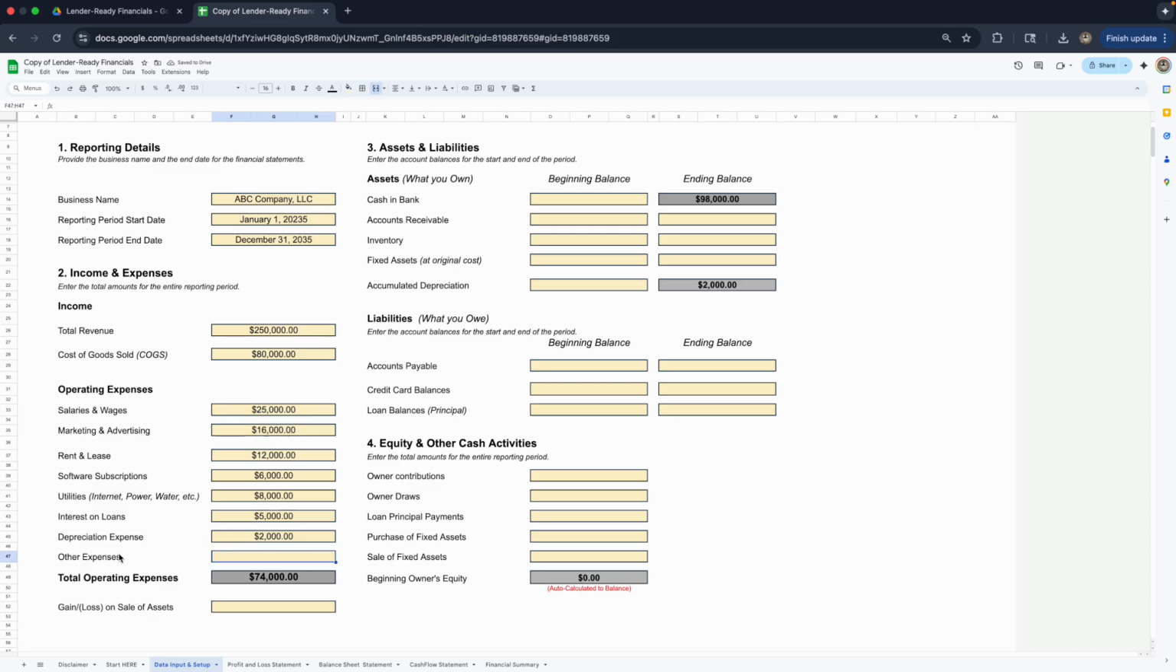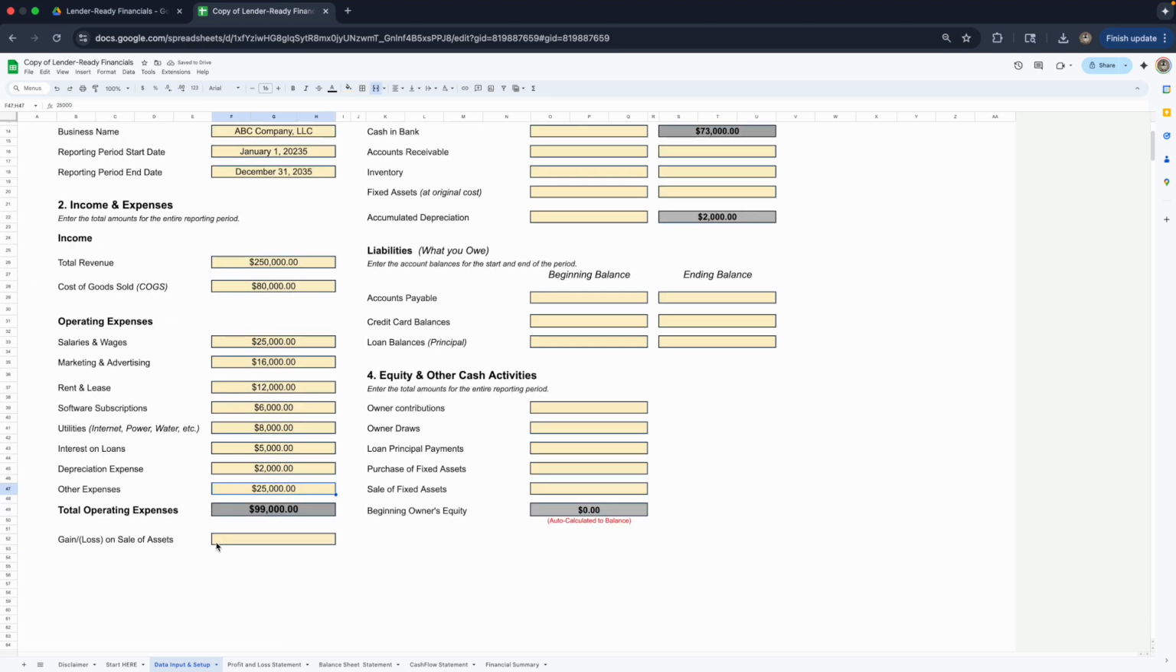So this here is the other expense. If you have any expenses that are not part of this description, then you can put them there. So let's say we have another 25,000 as our other expenses, and then gain/loss. Let's say we sell an asset, right? And then we'll have $1,000 of gain.